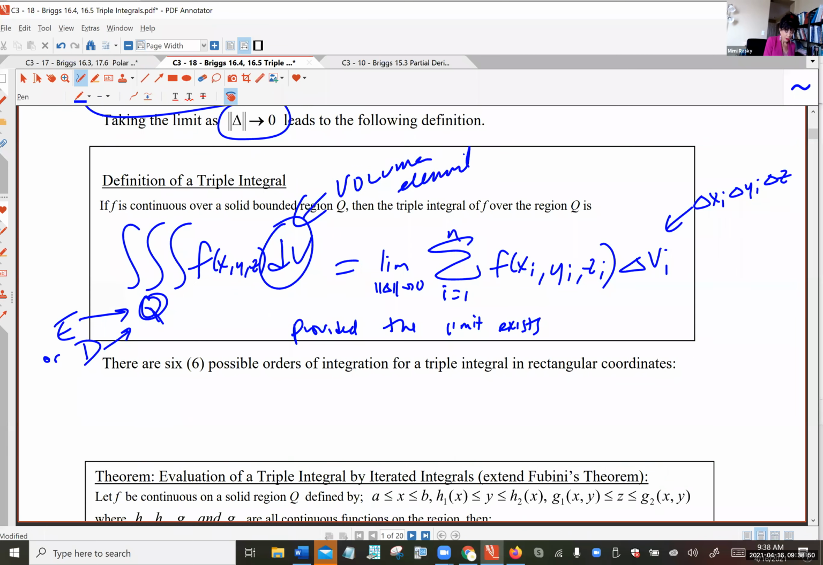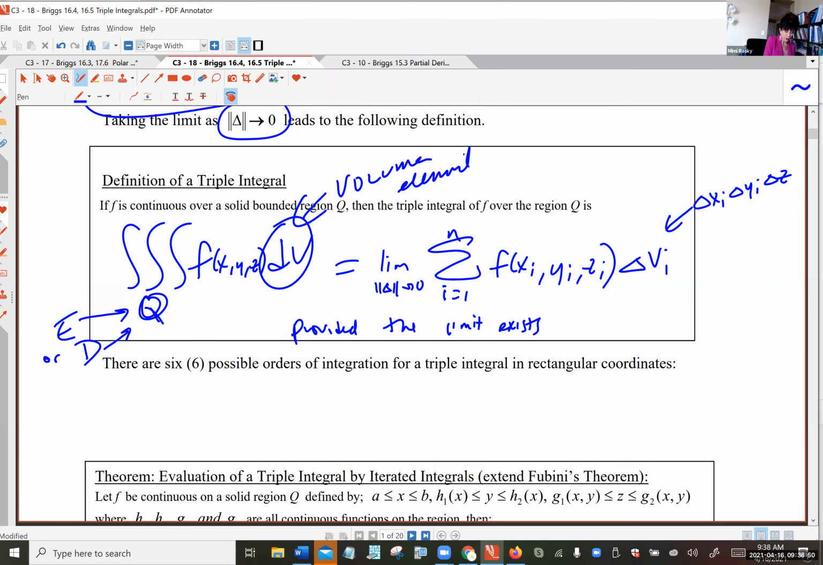Okay, well, for those of you that take probability, in probability theory, the first slot has 3 possibilities, and then after you choose one, the next slot has 2 left, and then you only have 1 left. 3 times 2 times 1 is 6, and that's why there are 6 possibilities for the order of integration.